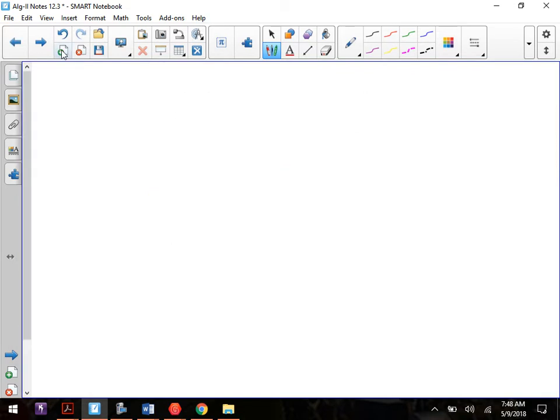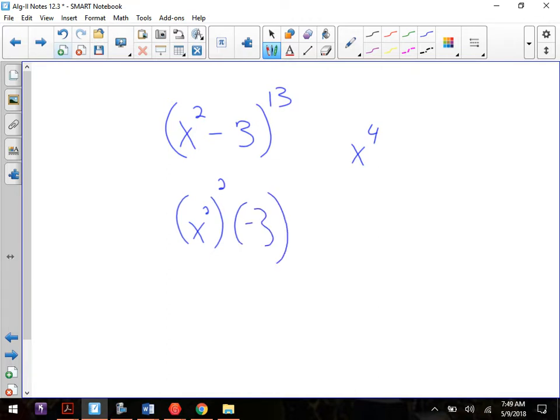Same idea. Let's say it's (x squared minus 3) to the 13th, and I want to figure out what x to the 4th is. If it's x to the 4th, that means it's x squared, squared. And then that'll be times the negative 3 to what power? 11th. And it'll be a 13C11. Put it all together. That's why they throw those types of questions on the ACT.